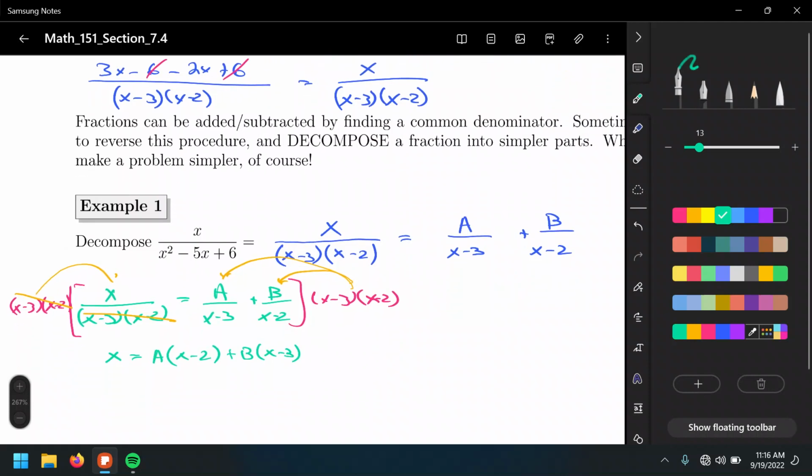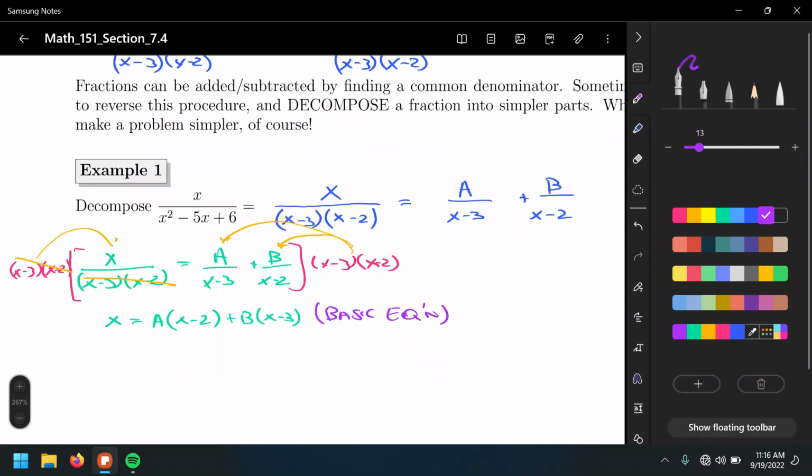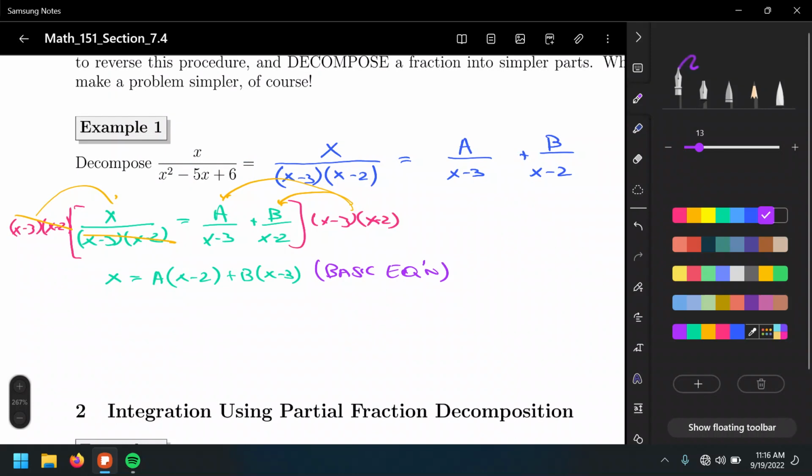Alright, this is a simpler equation. This is the equation that we use to solve the problem, and we're going to call this our basic equation. We're going to use this to figure out the values of a and b.